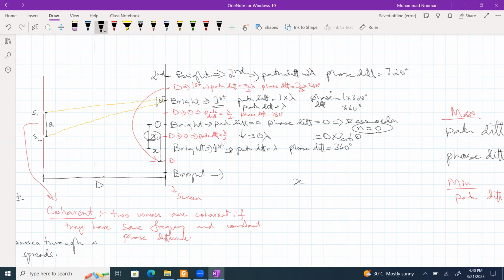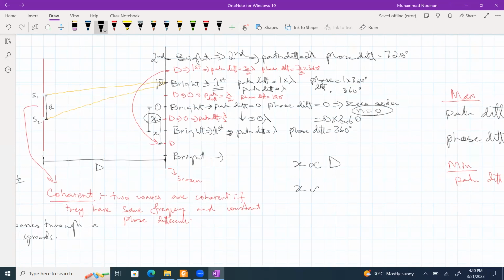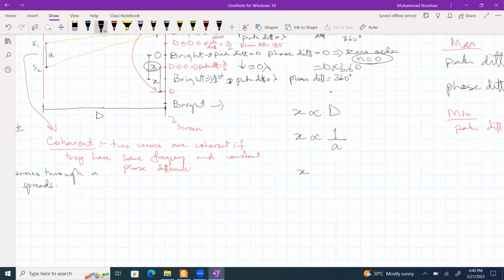In order to do that, he had to find the relationship between x and a, and x and d. He found that x was directly proportional to d. If he increased the distance between slits and screen, he was able to increase the distance between two consecutive bright fringes. Second, if he decreased the distance between the centers of the two slits, he was able to increase the value of x. During this whole process, he kept lambda constant.